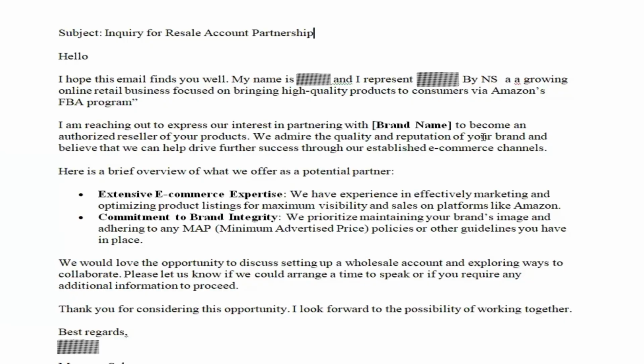First, when writing an email to a brand, you need to choose an appropriate subject line. For example, you can use a subject like Inquiry for Reseller Account Partnership. After the subject line, you should start with a brief introduction of yourself and your company. In this section, you mention your name, your company name, and explain what your business does.